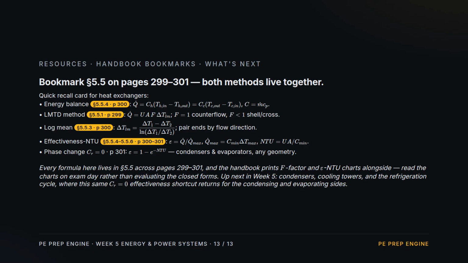Up next in week 5, condensers, cooling towers, and the refrigeration cycle, where the same zero ratio effectiveness shortcut comes right back for the condensing and evaporating sides.